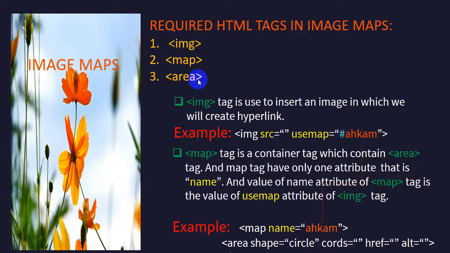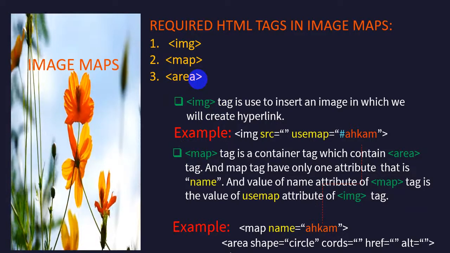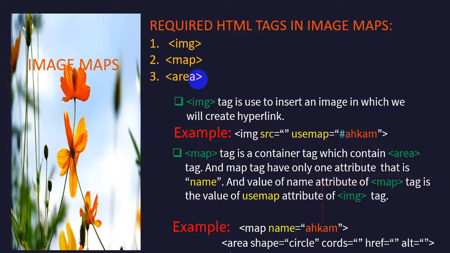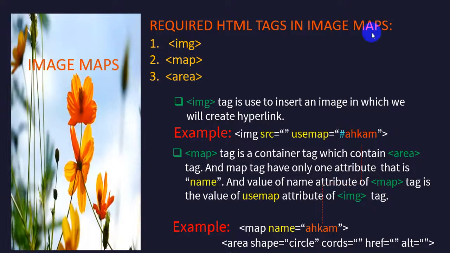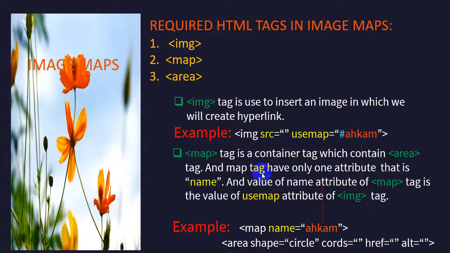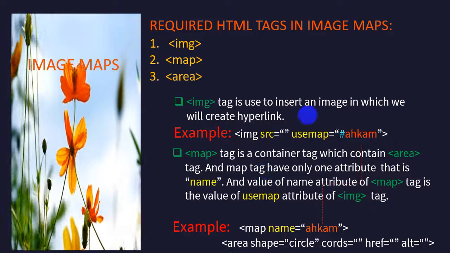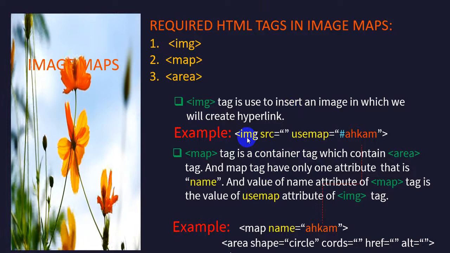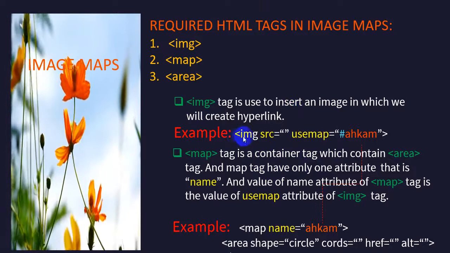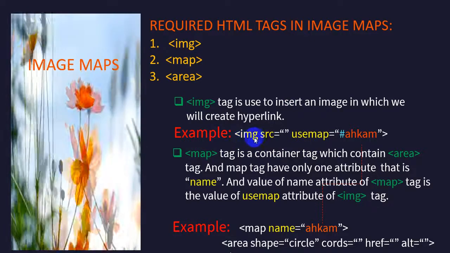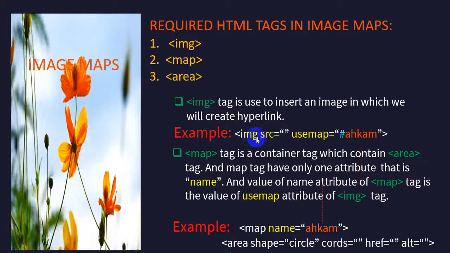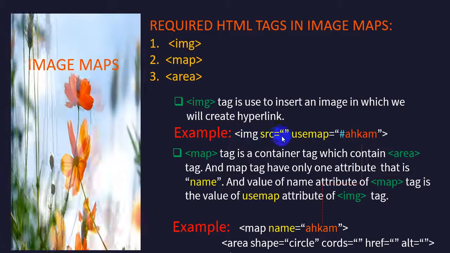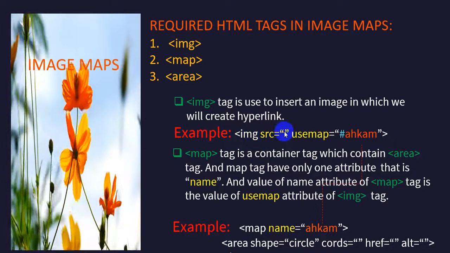The first thing, I think now you are very clear that if we are going to insert multiple hyperlinks on a particular image file, we have to insert an image. One very important thing is that if you are going to use image mapping, you have to use the usemap attribute in the img tag. See the example, I have written img src. img is the name of the tag, and you know img is a singular tag. src is the attribute, and inside it you will write the name and full path of your image file.